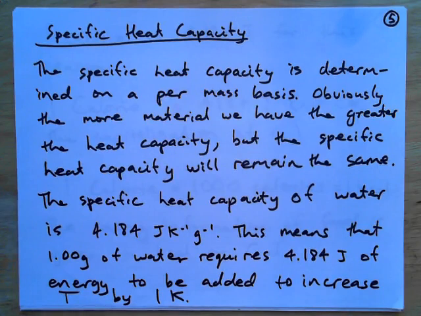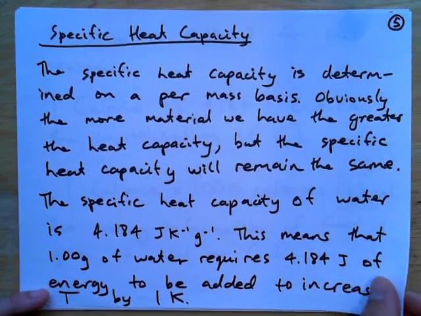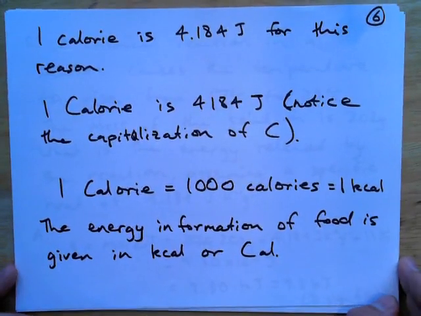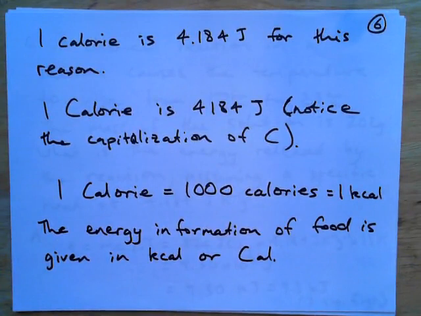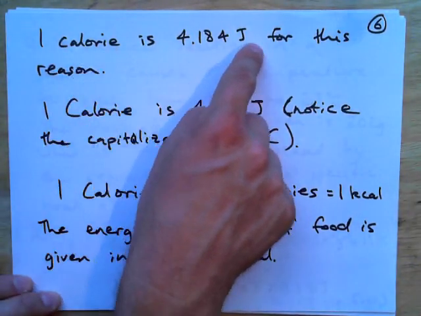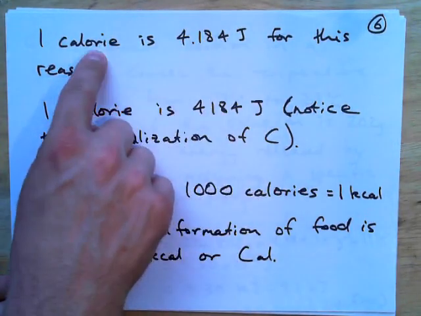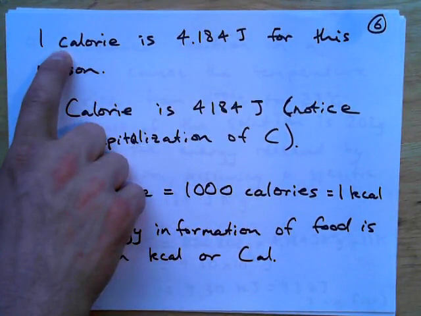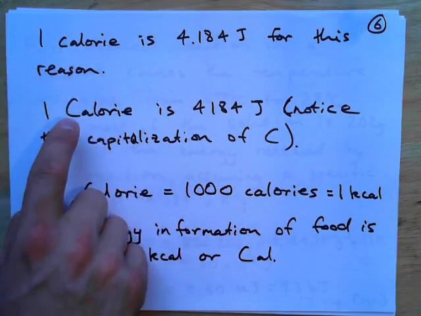If you had to increase it by 3 degrees, then you'd have 3 times this amount of energy as a requirement to do that. So let's have a look at calorie. And so because this is so widely used, in the US we call this quantity of energy 1 calorie. Now notice how this calorie is spelt with a lowercase c.